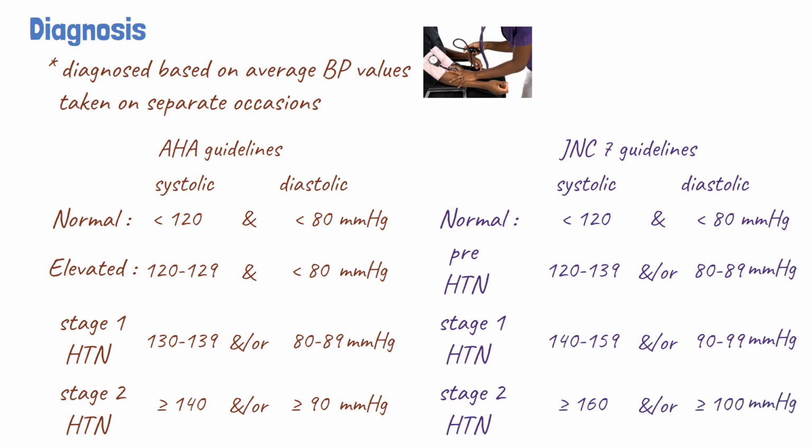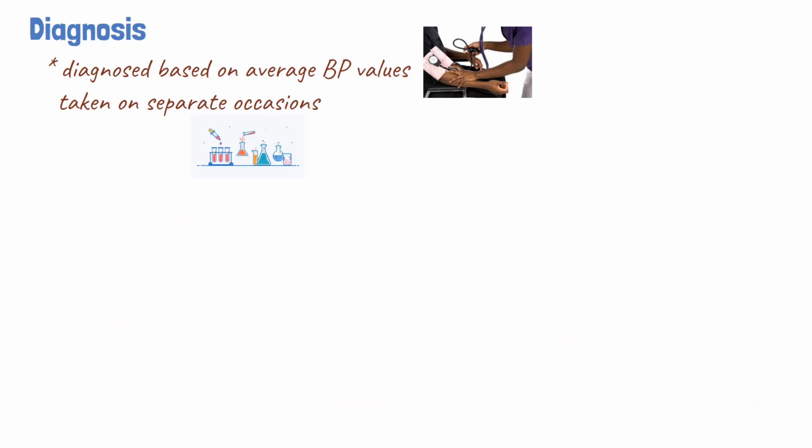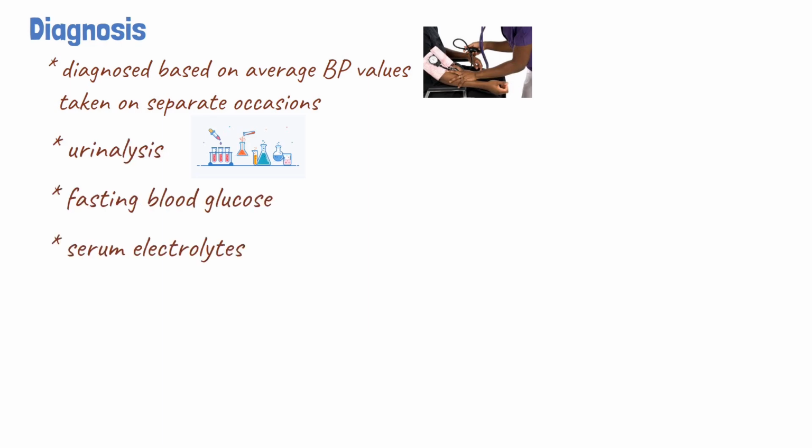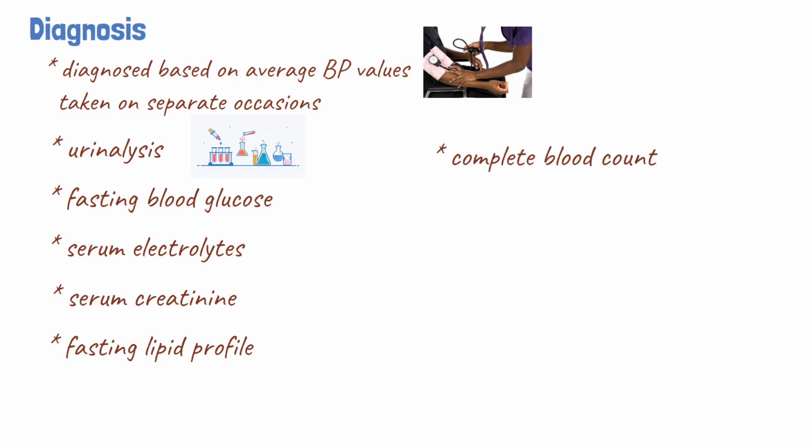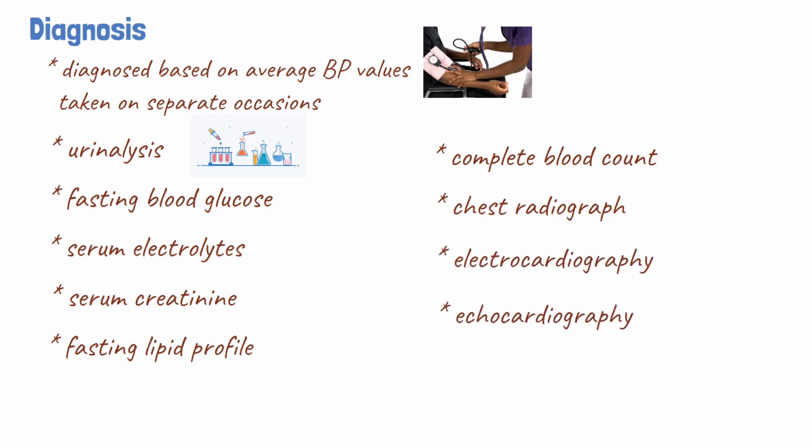Further testing in the diagnosis and evaluation of hypertension can be used to identify potential secondary causes. Initial laboratory tests may include urinalysis, fasting blood glucose, serum electrolytes, serum creatinine, and fasting lipid profile. Other studies may be obtained on the basis of clinical findings or if there is any evidence of target organ disease, such as complete blood count, chest radiograph, electrocardiography, and echocardiography.